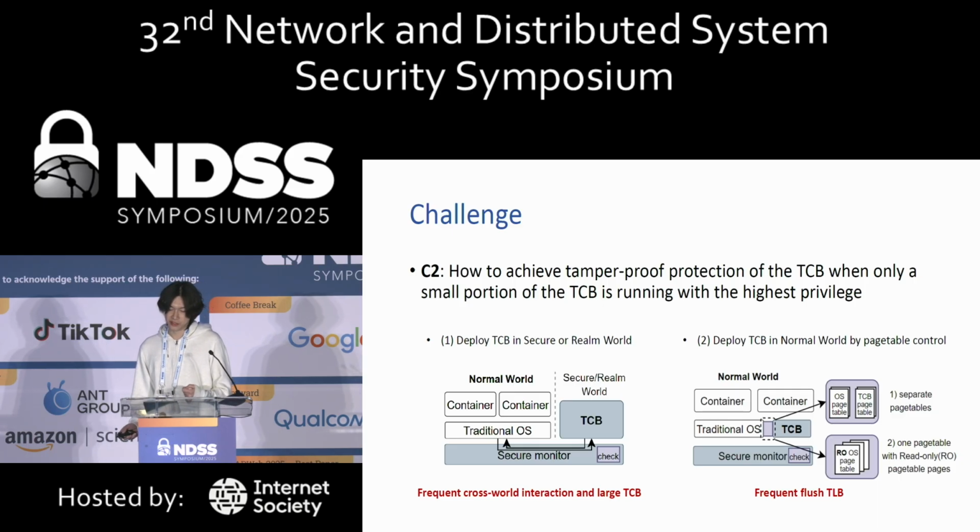And the second challenge is protecting the TCB when only a small part of it runs with the highest privilege. The question is where we should put our TCB in our system. The first solution is to deploy the TCB in the secure or realm world. If we put the TCB there, we get a frequent world switch overhead, and also a large TCB included in the secure or realm world.